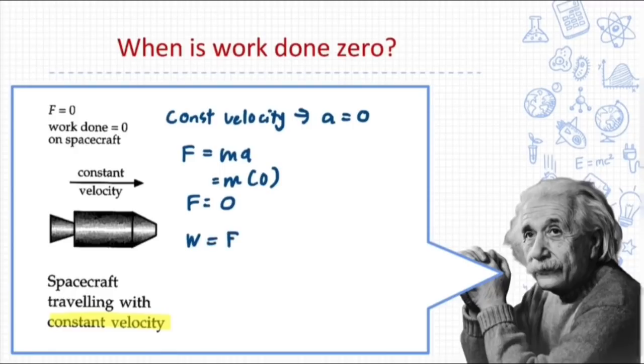And then we have to find the work done. So work done is equal to Fs cos theta. And our force is 0, so substitute in 0 here. And finally, we will get work is equal to 0 joule.